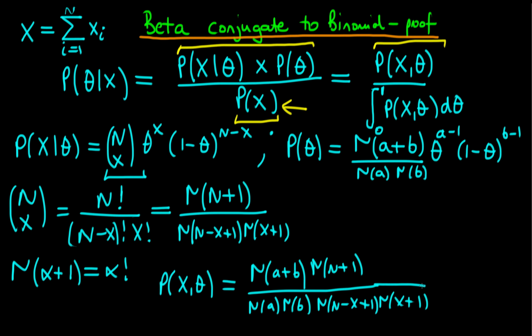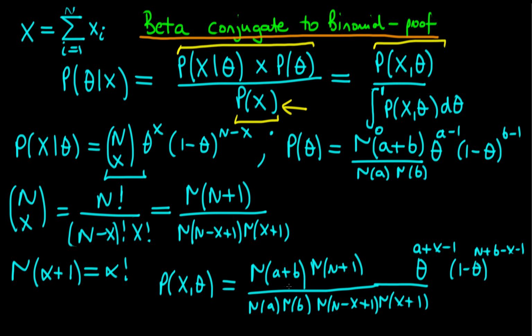So that's a whole constant term that we swept under the carpet in the last video. But then what we have is exactly the same as what we had before. So now we're going to have theta to the power a plus x minus 1, times 1 minus theta to the power, in this case, n plus b minus x minus 1. So that's the joint distribution.